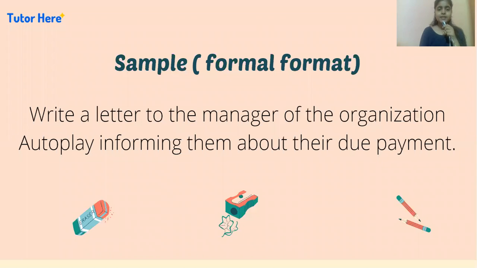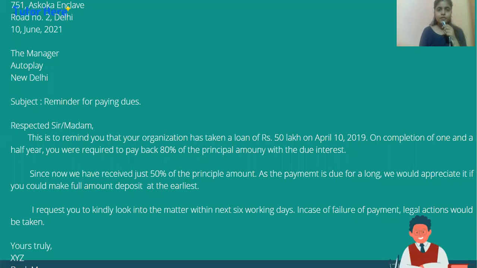Let's take a look at the sample of the formal format. Write a letter to the manager of an organization or a play, informing them about their due payment. Take a look at this because it is a complaining letter. First, we put the address of the sender, then the date when we are writing the letter.